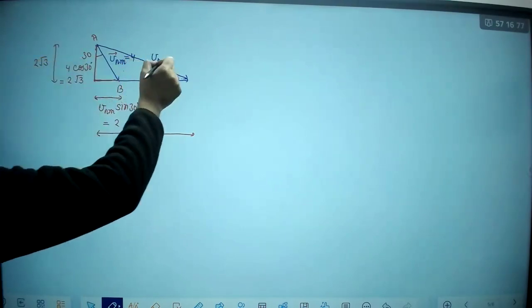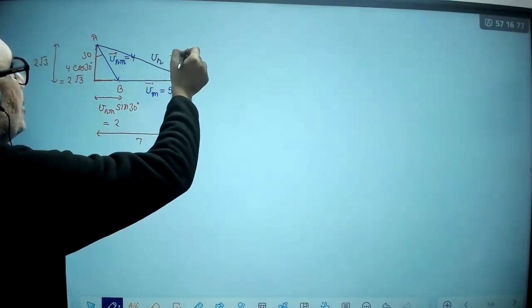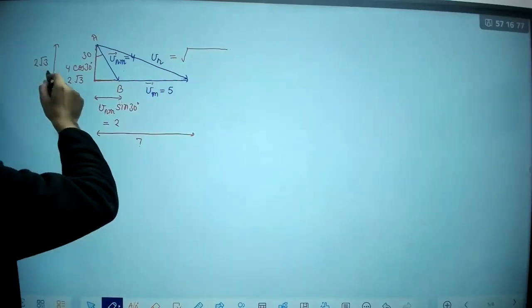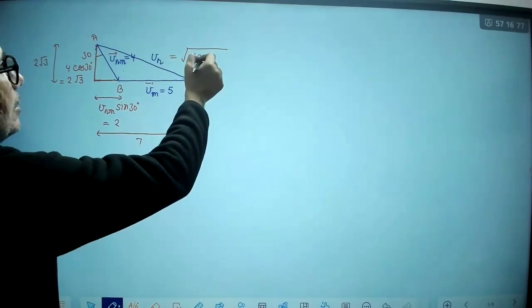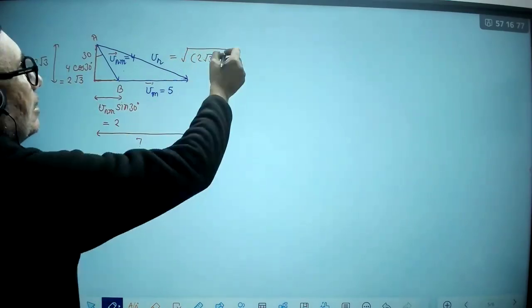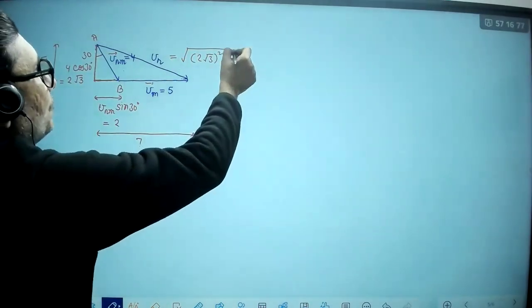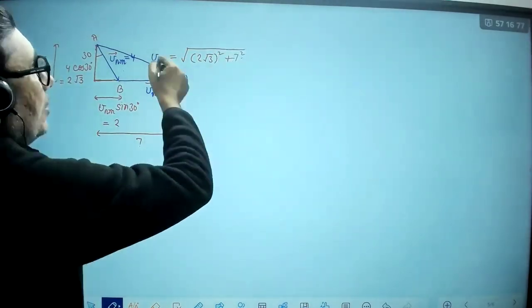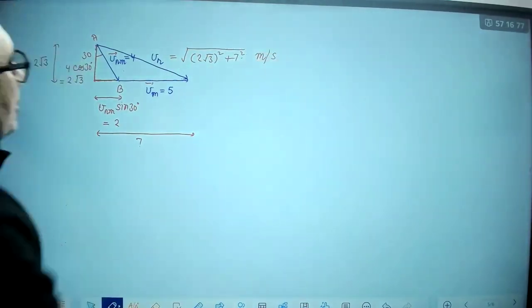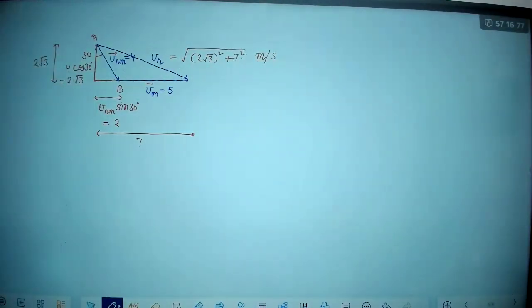Can you tell me what VR will be? VR will be simply the square root of 2 root 3 square plus 7 square. This will be in meter per second or whatever unit you are choosing. So this will be VR. Is it okay?